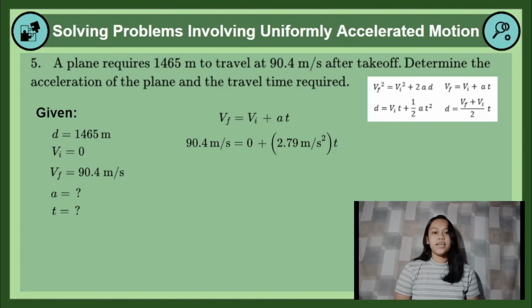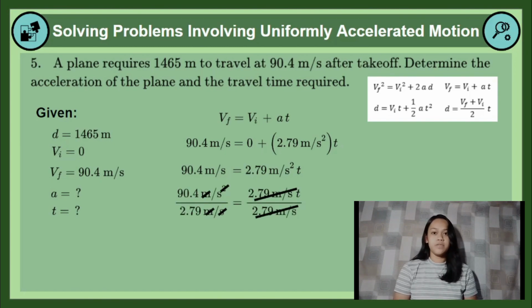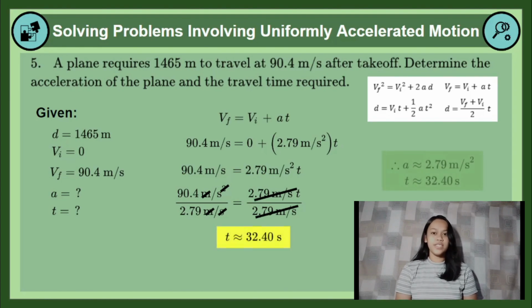After multiplying, you'll get 90.4 meters per second equals 2.79 meters per second squared times time. Now divide both sides by 2.79 meters per second squared. Then cancel out the same values as well as the same unit. Then you'll get the time, which is 32.40 seconds.